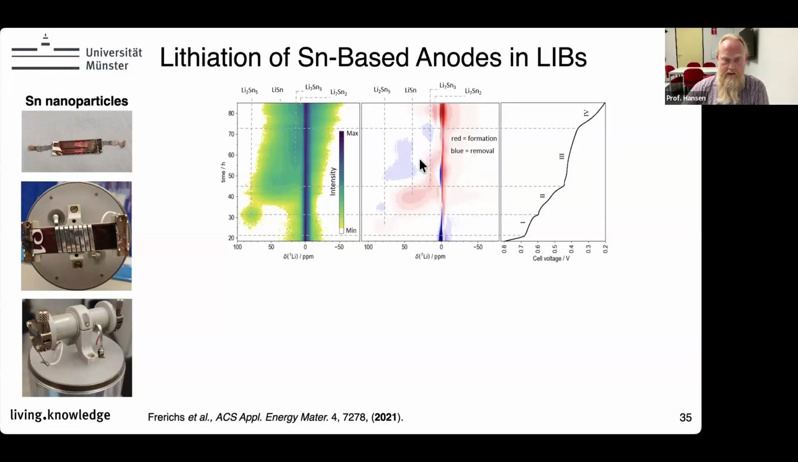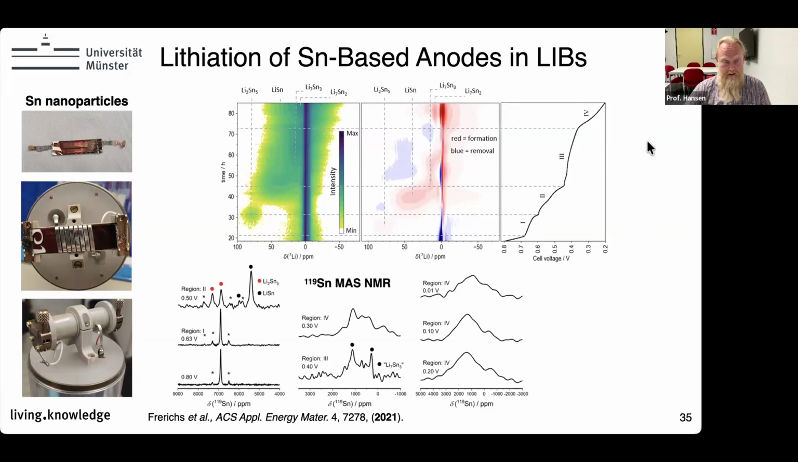So based on this, you can see, for instance, that a lithium-tin phase is being developed at a certain time. And also, if you compare to the cell voltage for the different stages, 1 to 4, you can see different phases occurring. So this gives you some information, but maybe tin actually is the better probe for this process.